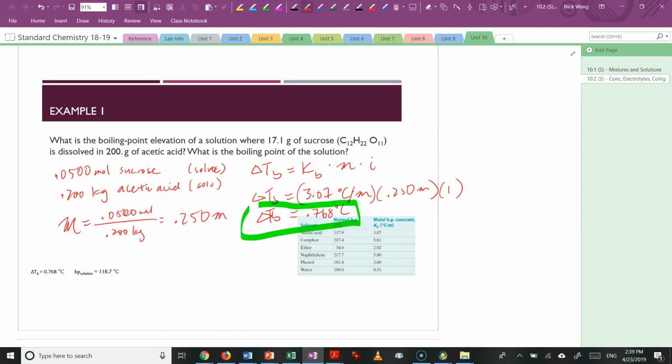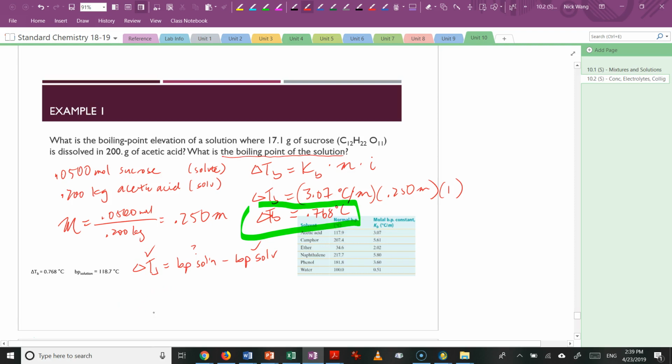Then let's finish out the problem, where it also asks what the boiling point of the solution is. Once again, reapplying that same formula: the boiling point of my solution minus the boiling point of my pure solvent. I have delta TB, which I just solved for. The boiling point of the solution we're solving for. And then the boiling point of the solvent. I don't know that, but they tell me in this chart, so I can plug some numbers in.